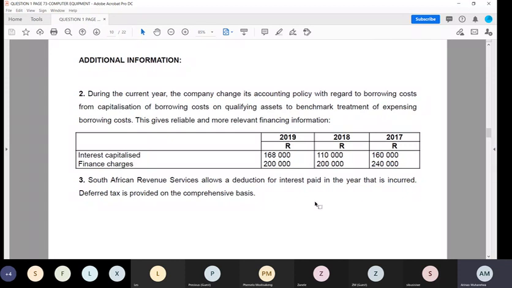Additional information number 2 reads as follows. During the current year, the company changed its accounting policy with regard to borrowing cost from capitalization of borrowing cost on a qualifying asset to benchmark the treatment of expensing borrowing cost. This gives reliable and more relevant financing information, and they give us interest capitalized. They also give us finance charges, and they give us information from 2017 to 2019. This is very important.